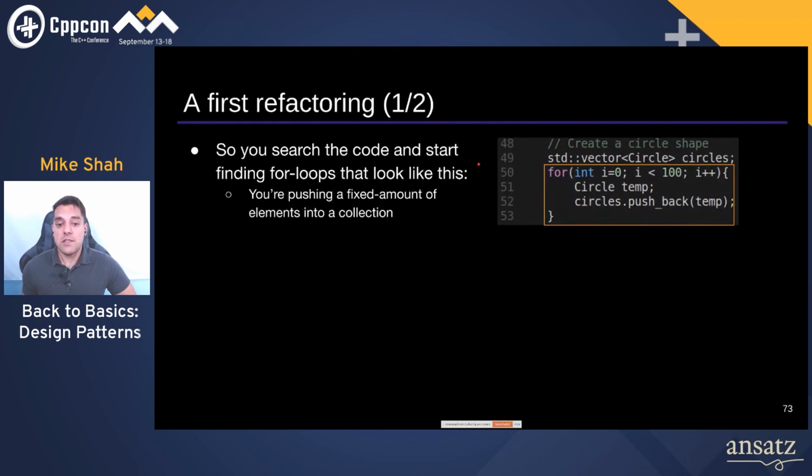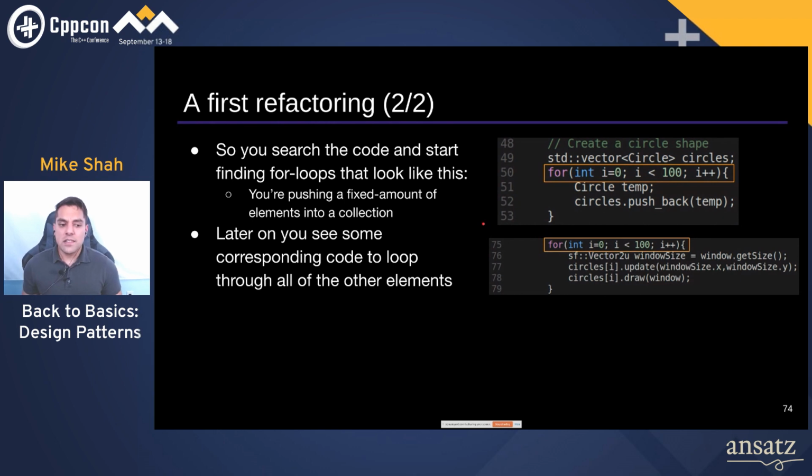So again, you start looking through the code and you want to go through your first refactoring. You search through the code and you start finding for loops that look like this: for int i equals 0, i is less than 100, i plus plus. You're pushing a fixed number of temporary objects into a vector where they're stored, and that's where all of your circles are in this screensaver. So a bunch of objects pushed into a collection.